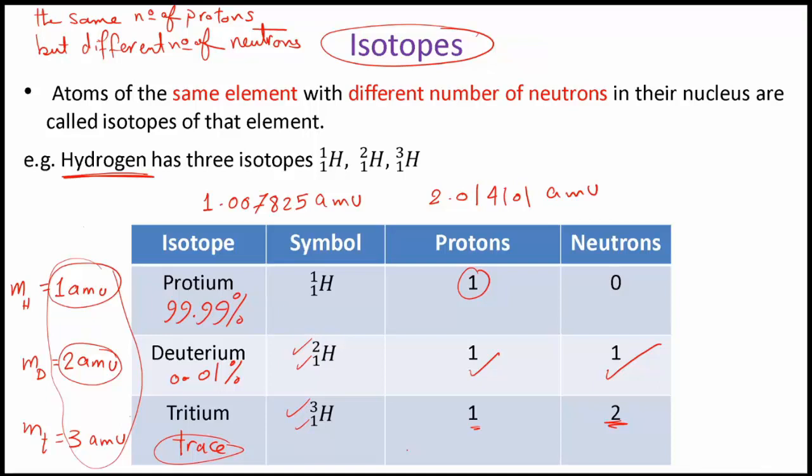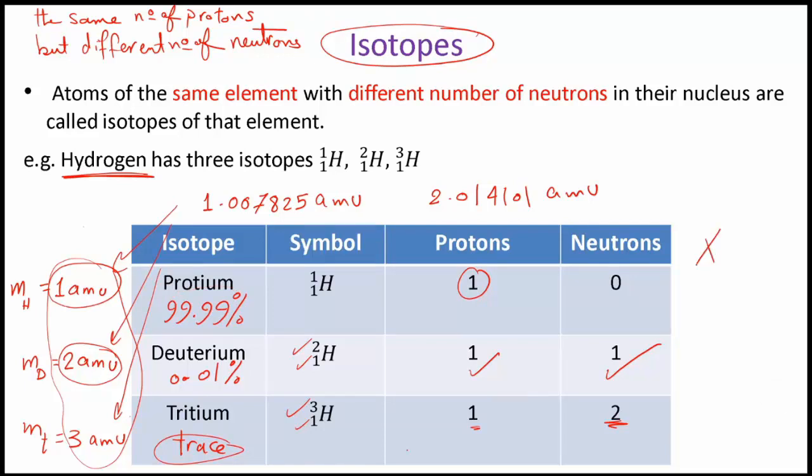So if I ask you, what is the mass of hydrogen? Which one will you say? Is it 1 or 2 or 3? Can you guess? Any idea? Somebody will say 1. Why 1? Why not 2? You will say because it's 99.9%. So that's a good guess.